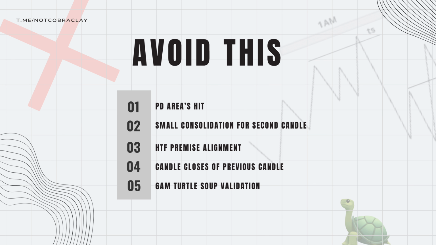The higher time frame premise has to be in alignment. So your daily candle, your weekly candle, your internal to external liquidity, your daily closes, and we will hop over weekly and daily bias in the next videos and episodes. And the candle closes of the previous candles as just mentioned, and 6 a.m. turtle soup validations. The 5 a.m. and the 6 a.m. turtle soup ain't the same. For a 6 a.m. turtle soup to be valid, you have to look at the 1 hour time frame. This is explained in depth and will be explained in the upcoming 13 videos.